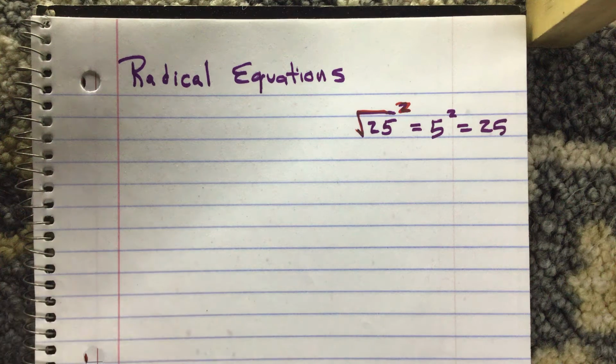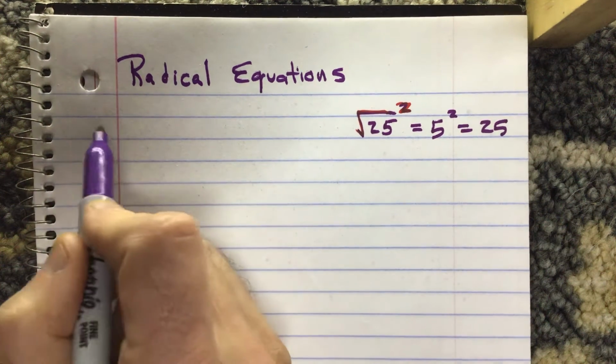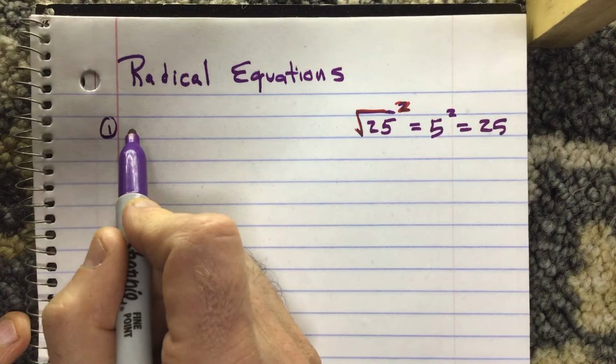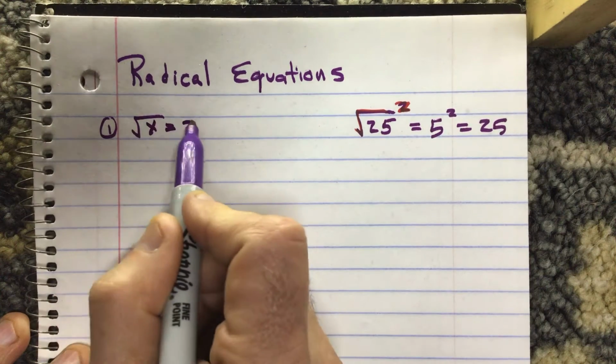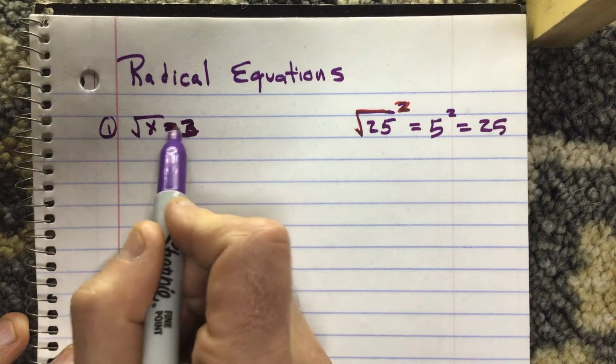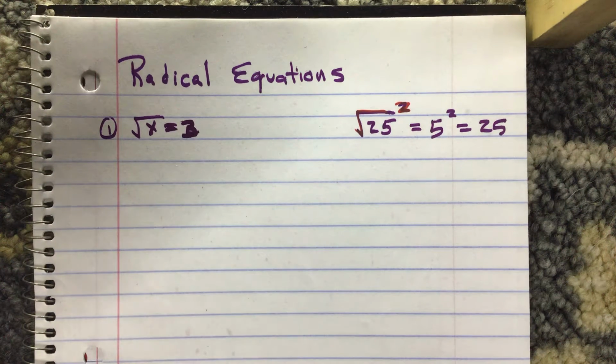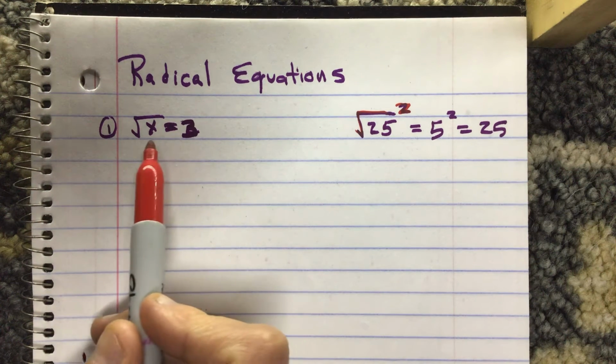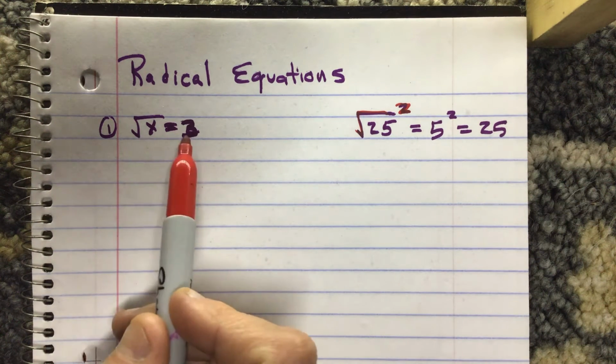When you're solving radical equations, I'm going to do about 9 examples here. If you were trying to solve square root of x equals 3, that's an equation, and I want to know, what does x equal? The answer should be obvious to you, that it's 9, because the square root of 9 is 3.